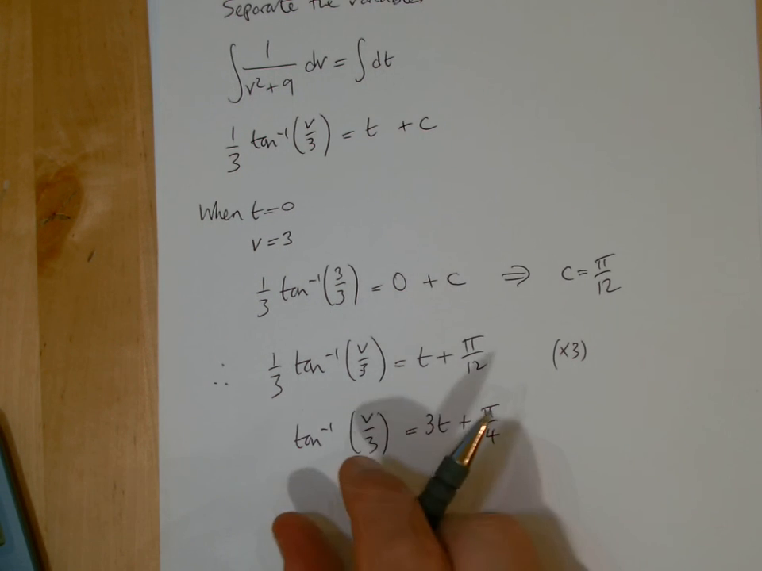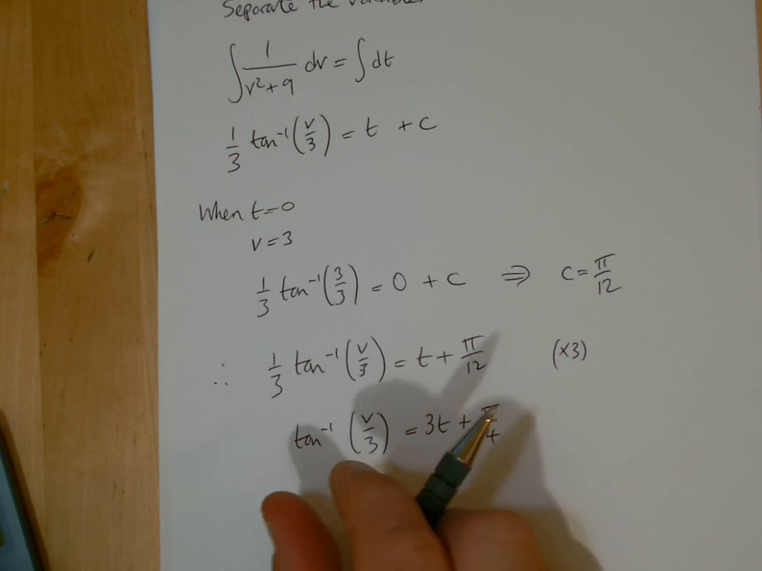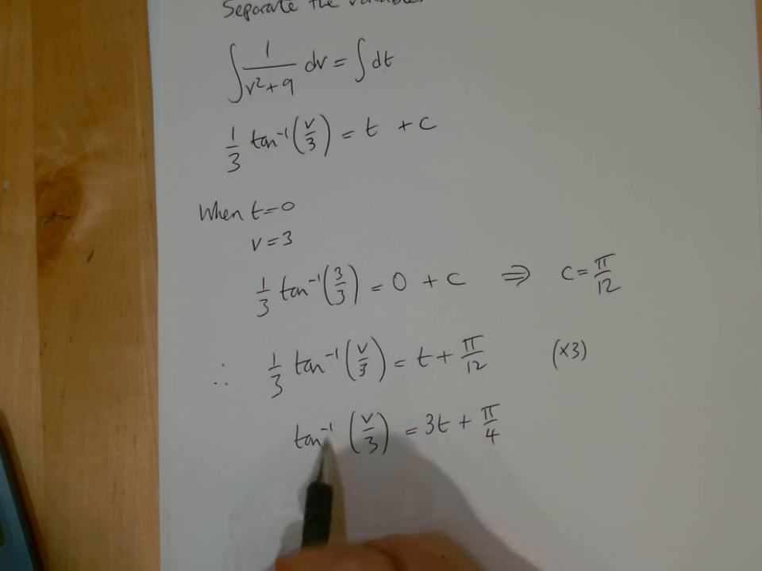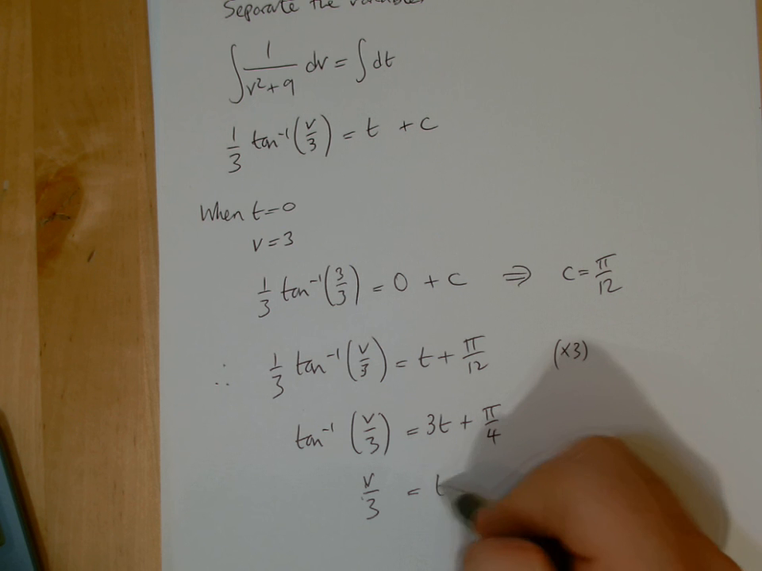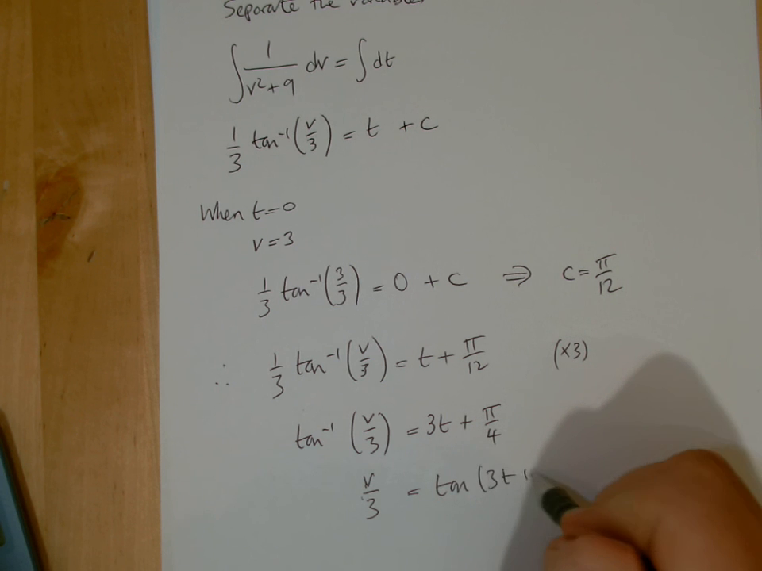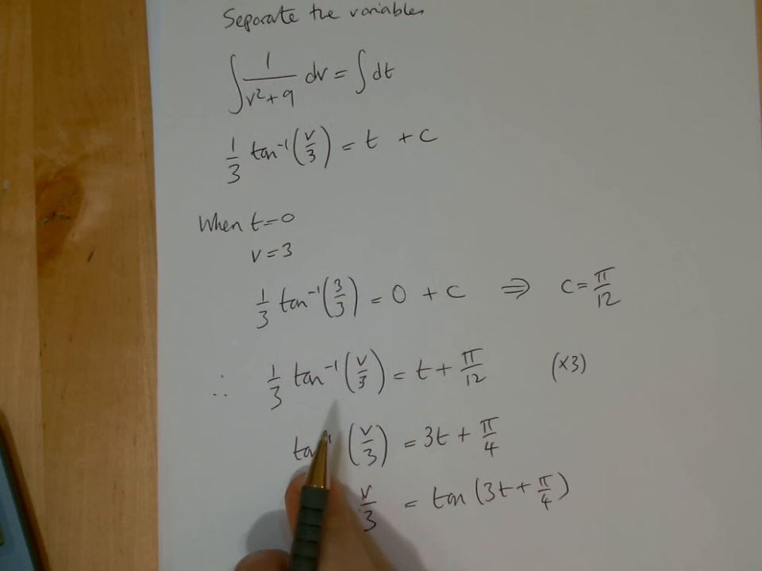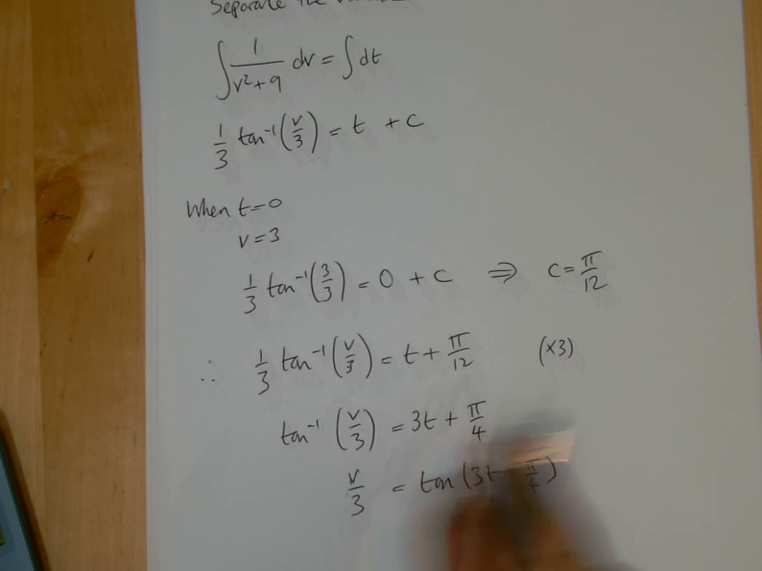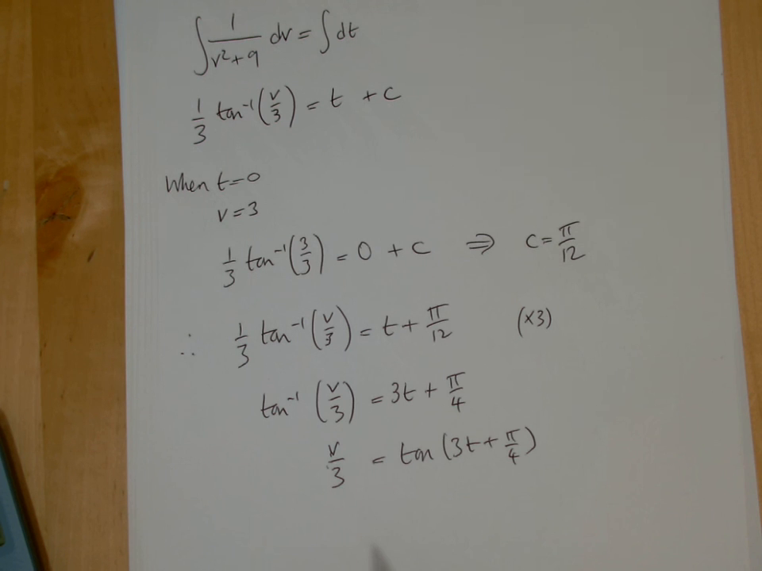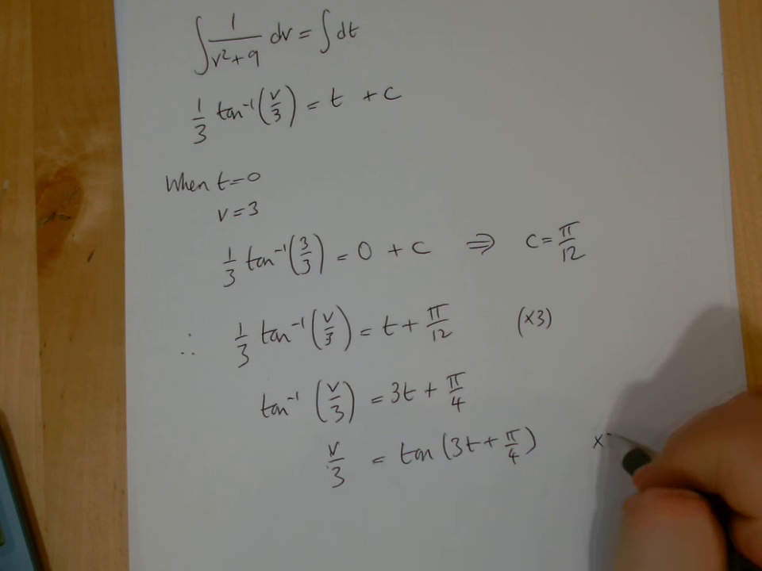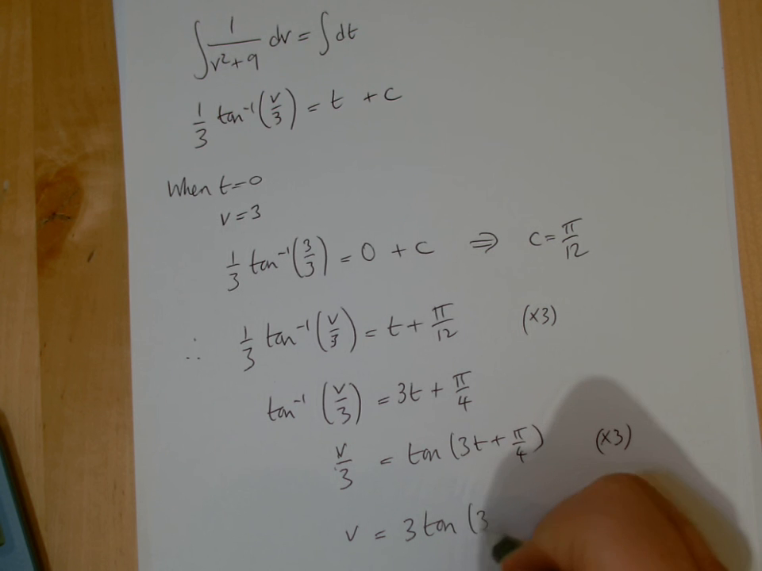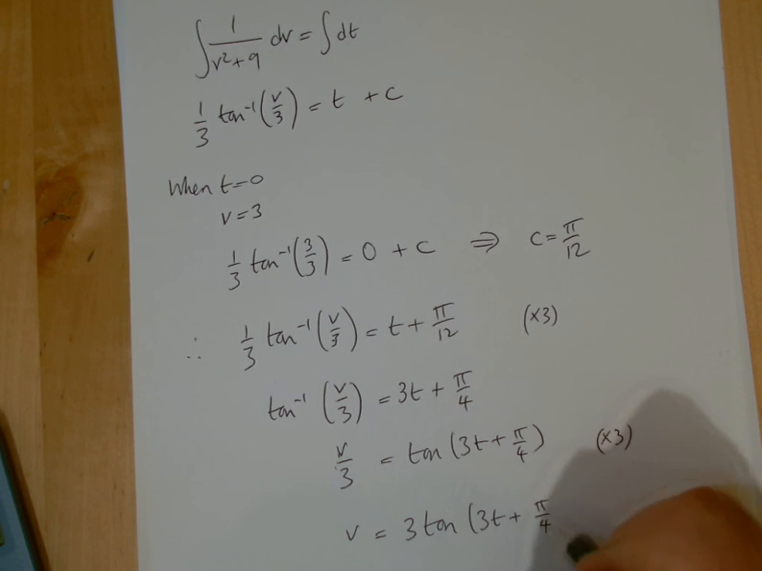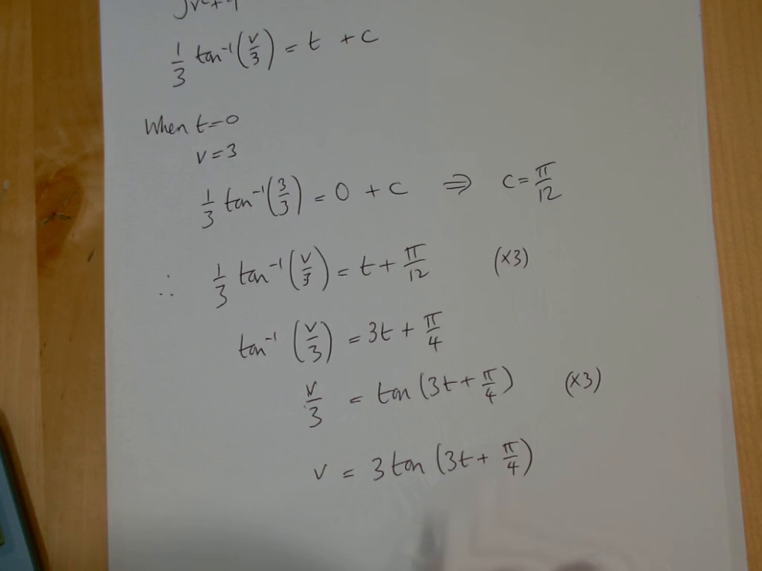Okay, now, how do I get rid of that tan to the minus 1? Well, take it over to the side and do the opposite. The opposite of tan to the minus 1, of course, is just tan. So tan of 3t plus pi over 4. When you take that tan to the minus 1 over, you've got to do tan of all of this. Then to finish off, just take the 3 over, or times through by 3 again. And we have v equals 3 in front, then tan of 3t plus pi by 4. There's our result of v in terms of t.